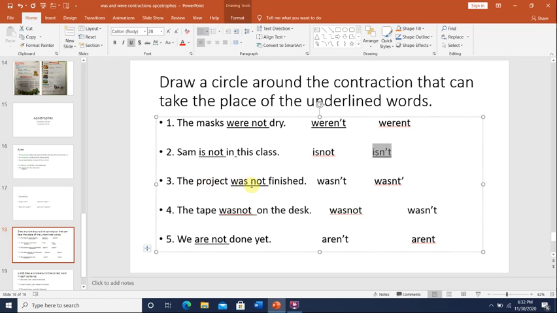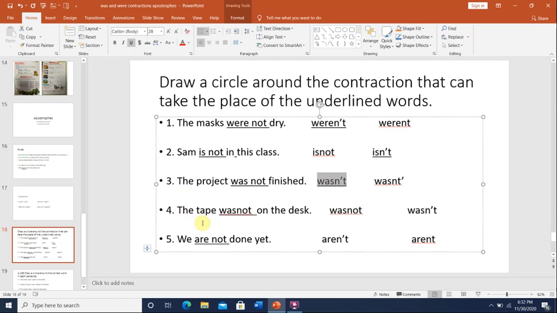The project was not finished. Which one is the correct contraction? The one with the apostrophe between the N and the T, or the one after the T? The one between the N and the T, because this is the place of the O for not. So this is the correct contraction.